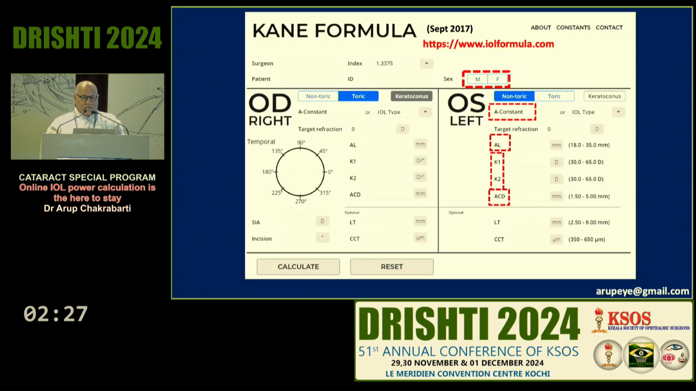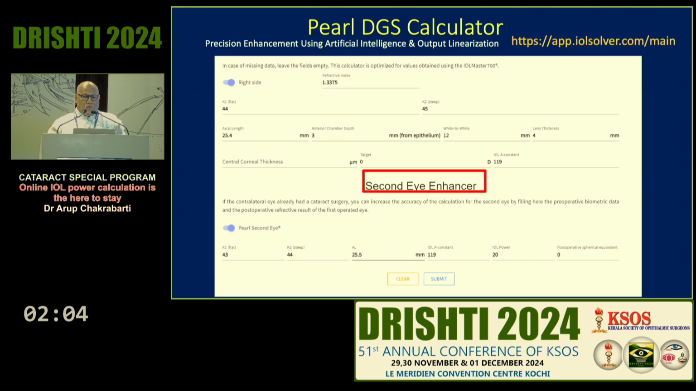Some of the components of the Barrett calculator are also incorporated in the ASCRS.org. This is the new kid on the block. It has been around for 5 or 6 years. Initially, people were not sure. Today, I think everyone is convinced, and I'm also convinced it does extremely well. It calculates for both non-toric and toric IOLs. It gives very good results for keratoconus patients. It takes the gender into account, male or female, and so it has been doing extremely well.